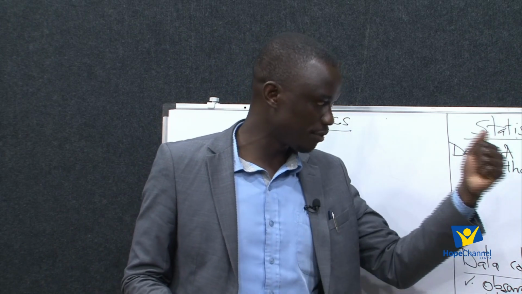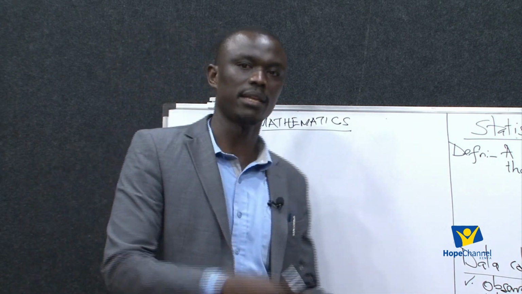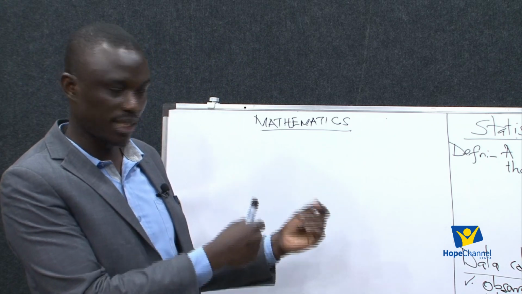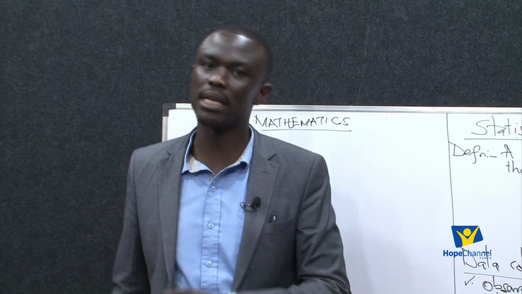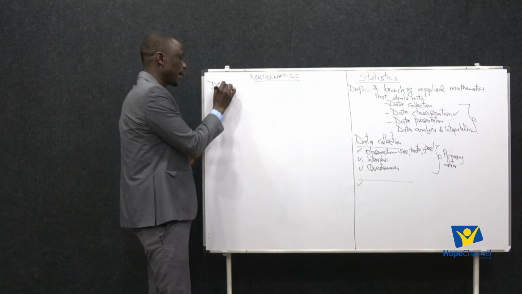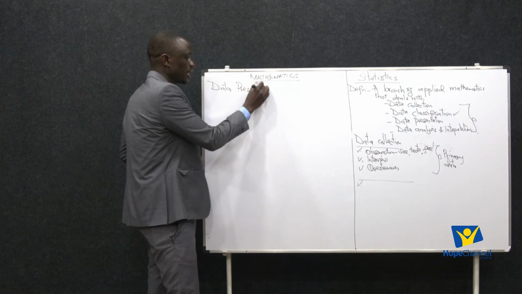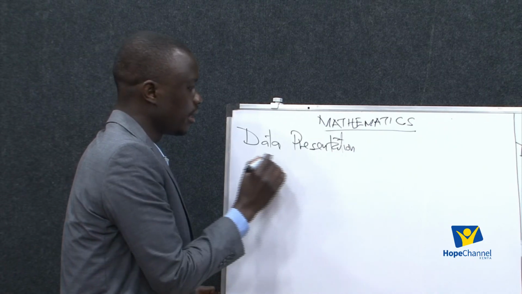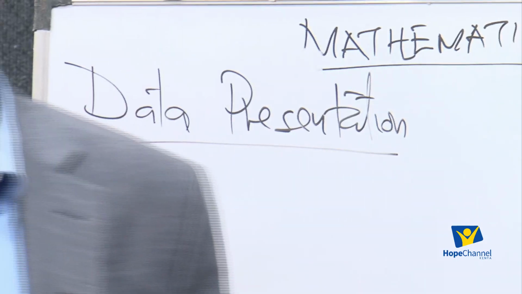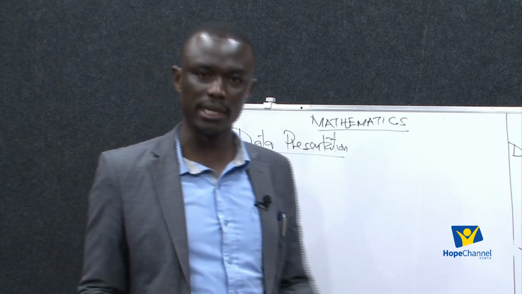So after we have collected data, we need to sort them out so that we know this is necessary, this is not necessary. Once we remain with what is necessary, now we go to the third section of the definition, which is called data presentation. Data presentation is a way of summarizing data.